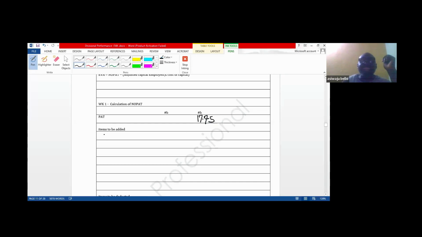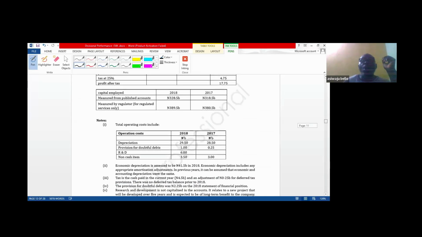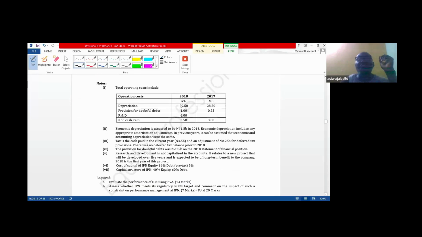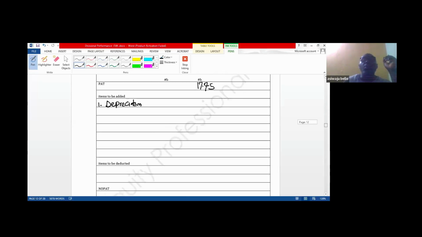Next, items to be added. 1. Depreciation. Go to the additional notes. Depreciation for 2018, 29.5. I will pick this, 29.50.